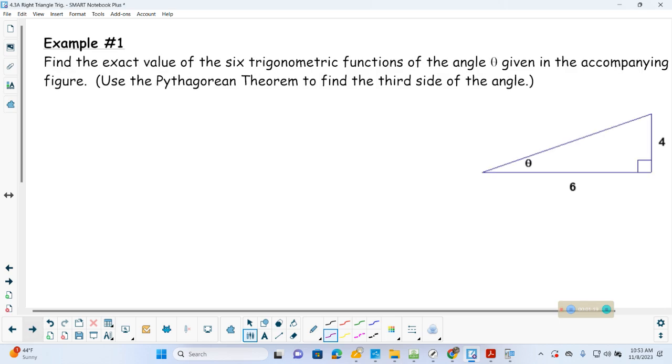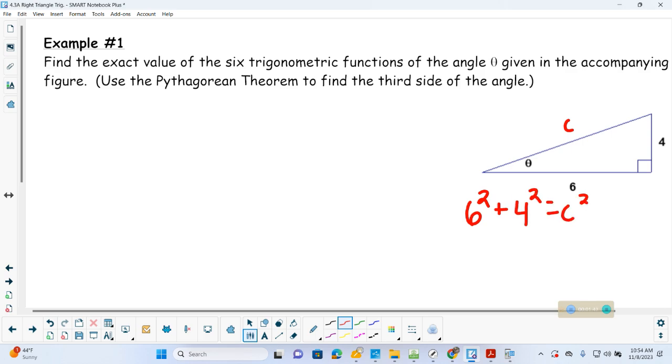Okay, here's the Debbie Downer side. Read the directions. 6. Whoo, I need all 6. Sine, cos, tan, and all the reciprocals. Okay. Not difficult, but time consuming. So, of course, on this one, we need our hypotenuse this time. I'm going to call it C. So I'm going to do my 6 squared plus 4 squared equals C squared.